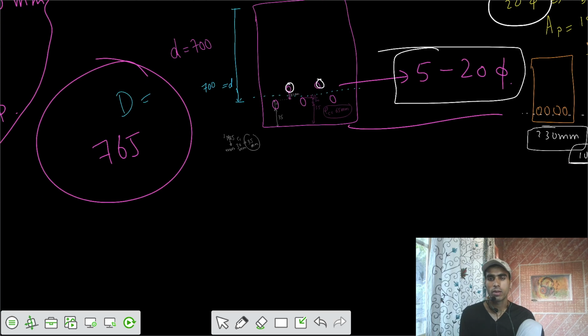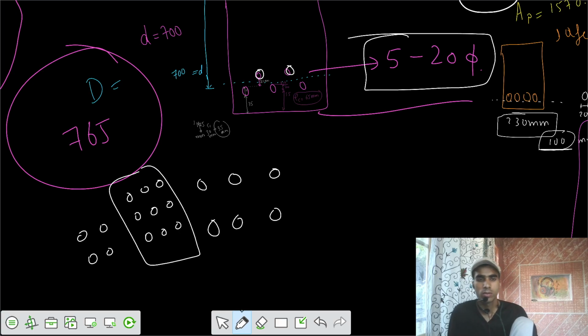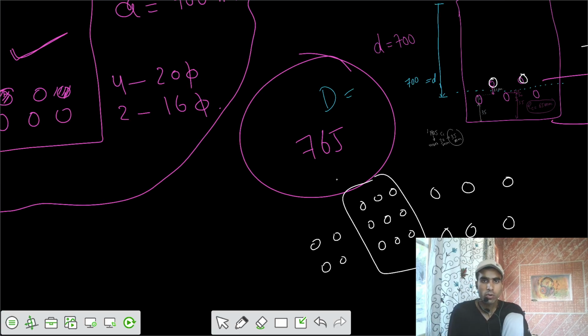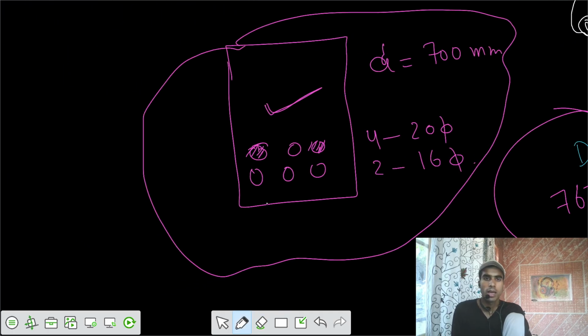Always try to prefer an even number of bars. Try to go with an even number of bars, either 4, 6, 8, or we can also go for 9. This should be the variation of those bars. If you are going with this one, try to go with this one also. You can take the area required in this fashion also. Try to prefer this one.